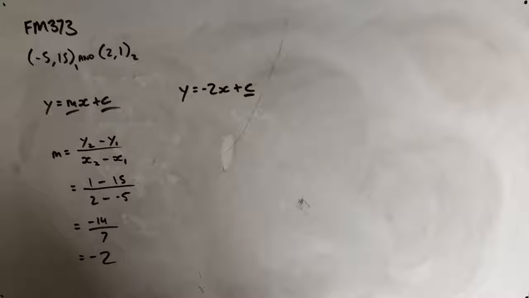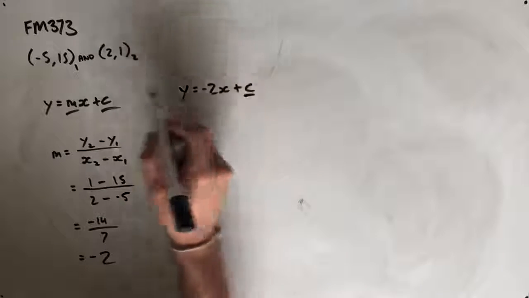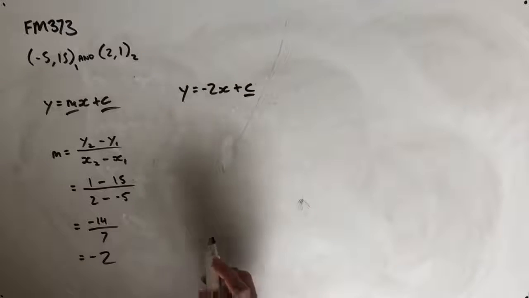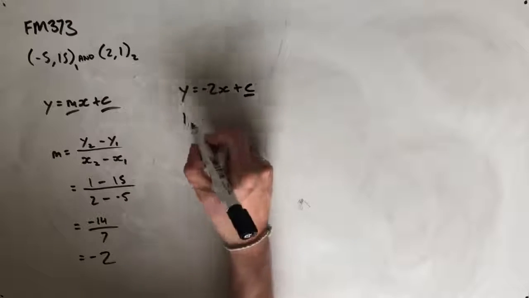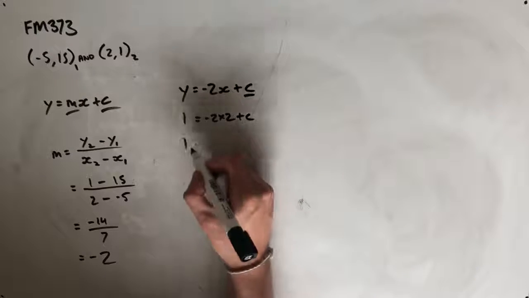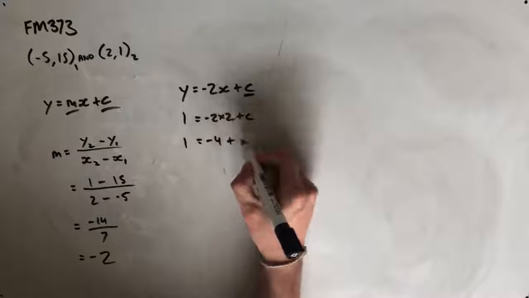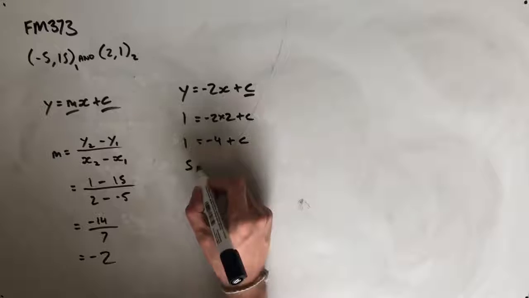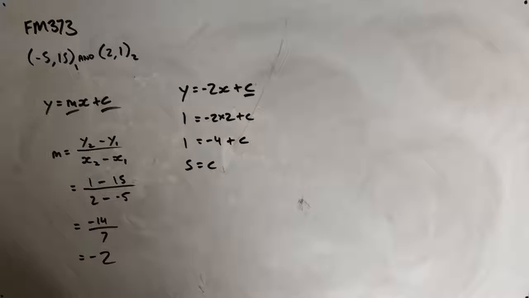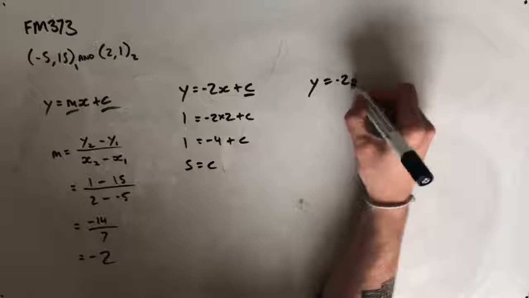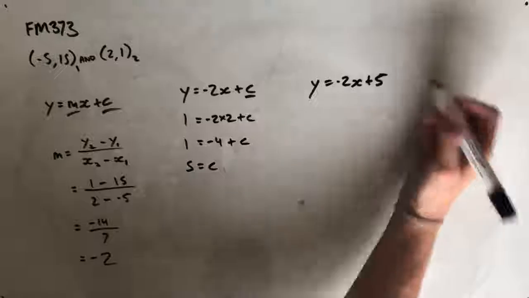So the way that we're going to do that is by substituting. I'm going to take the second coordinate just because it's nice, easy numbers to substitute, and substitute that into this equation and then solve for c. So this becomes 1 equals -2 times 2 plus c, which says that 1 is equal to -4 plus c. Adding 4 to both sides leaves us with 5 being equal to c, which means that our final equation is going to be y equals -2x plus 5, like so.